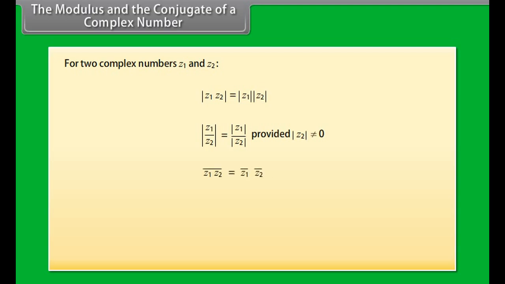Complex conjugate of product of z1 and z2 is equal to complex conjugate of z1 into complex conjugate of z2. Complex conjugate of z1 plus minus z2 is equal to complex conjugate of z1 plus minus complex conjugate of z2. Complex conjugate of z1 by z2 is equal to complex conjugate of z1 by complex conjugate of z2, provided z2 not equals to 0. Polar representation of a complex number.